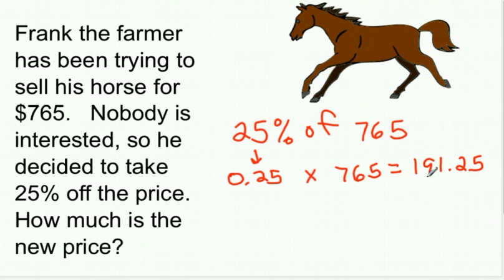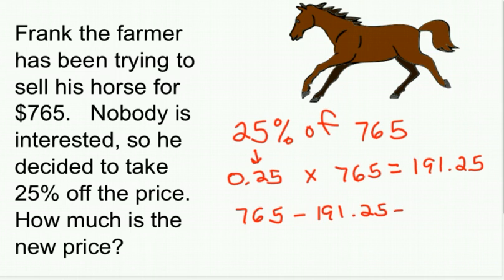So we're not done with our problem yet because we want to know what the new price is. Okay, how much the new price is. So what we have to do is take the original price of $765 and we have to subtract the 25%, which equates to $191.25. So when we set that up, it'll look like this.